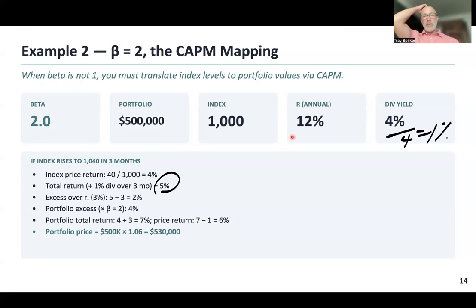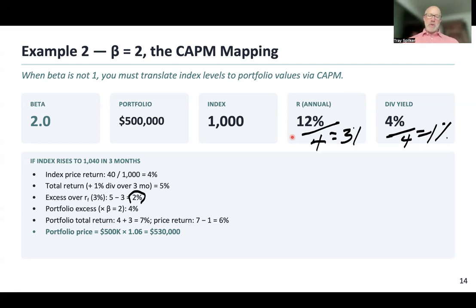Now, this is our total return, 5%. Well, given the risk-free rate of 12% on an annualized basis, the equivalent of that on a quarterly basis, divide by 4, gives us 3%. So the excess return over the risk-free rate is going to be this 2% here. We're invoking the CAPM here a bit. So this is the excess return over the risk-free rate.